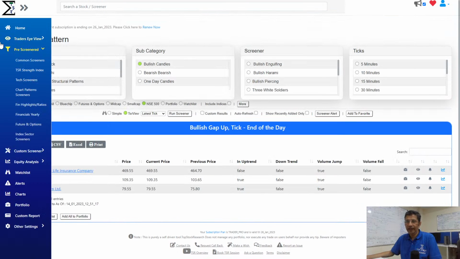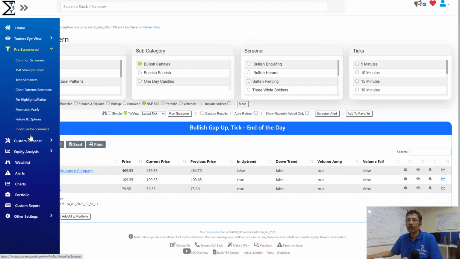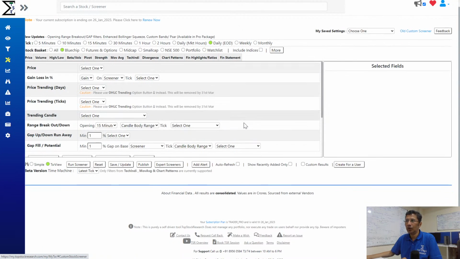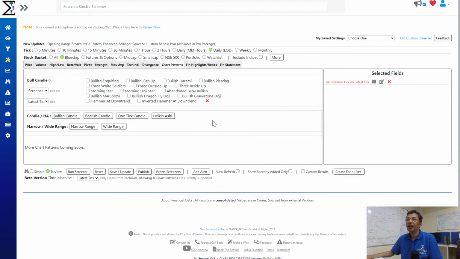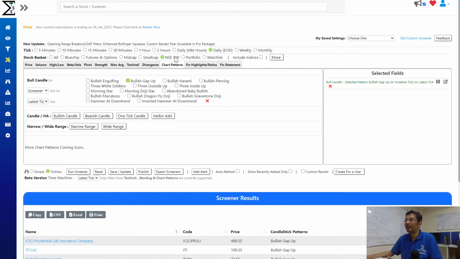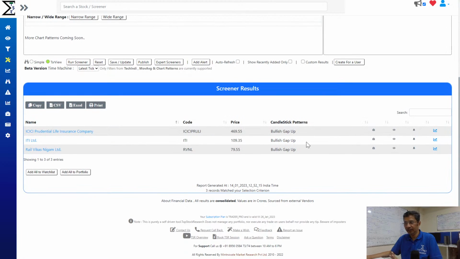The second one is our DIY screener. When you look at the DIY screener, where you want to do it, 2 ways of doing it. You go to chart patterns, right? You look at any of the gap up, you'll find the same set of results on NSE 500, those 3 set of results. That's one.